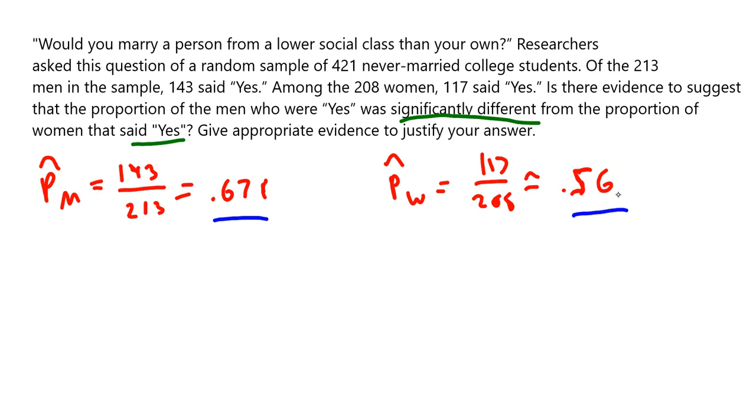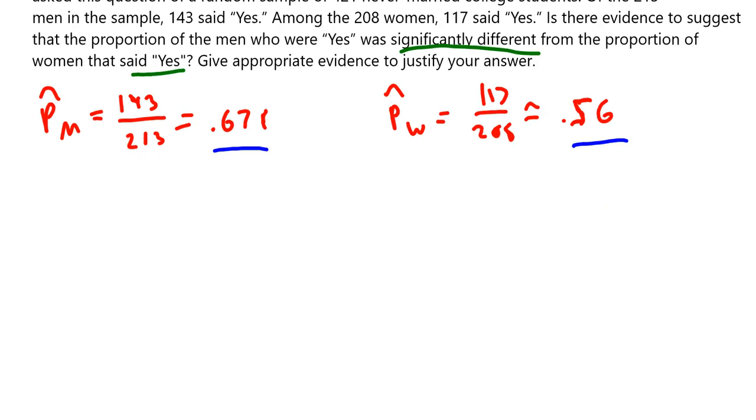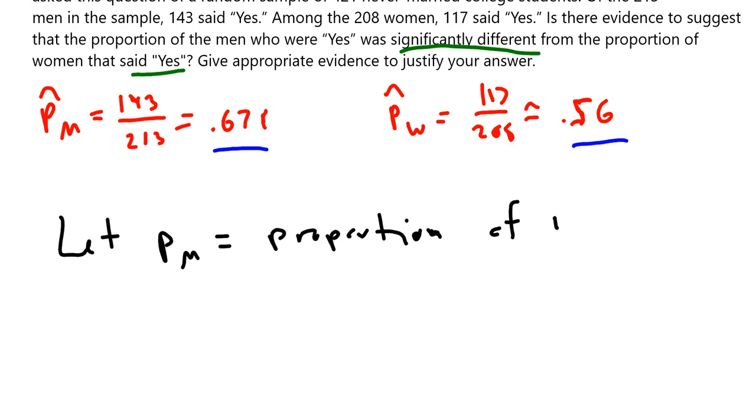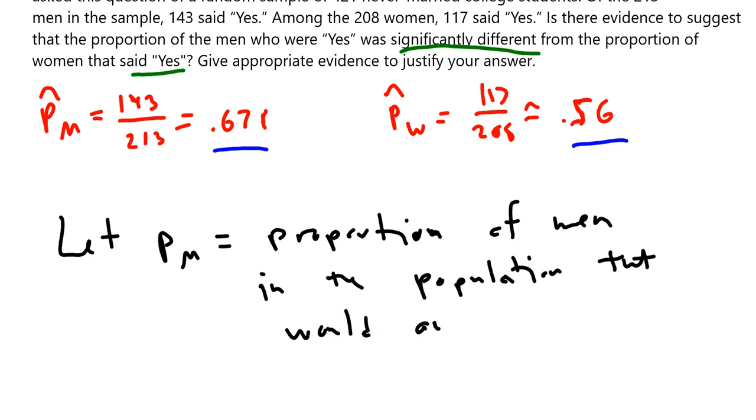So that's where we're going to go next. We're going to talk about how to write one of these out. The way they always start is you want to start by defining your population parameters. You want to start by saying let P sub m be the proportion of men in the population that would answer yes to this question. Would they marry someone from a lower social class?